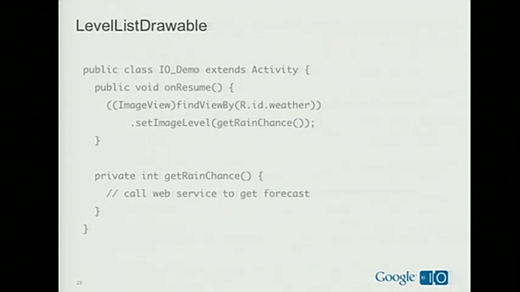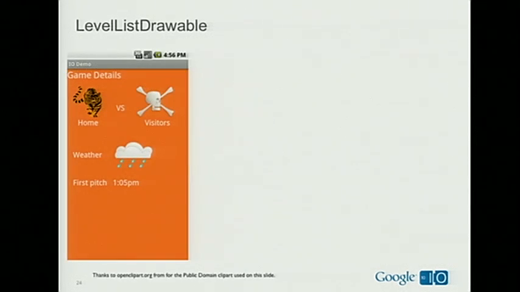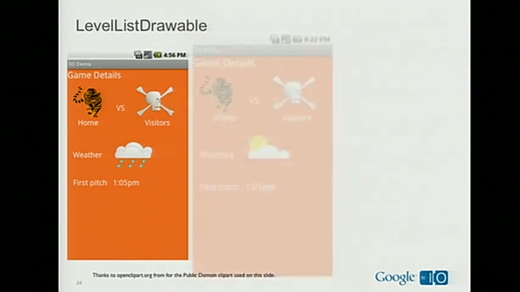But anyway, I'll call out to my web service and get the probability back, and then the UI element will figure out how to display itself. So if there's a good chance of rain, it might look something like this.